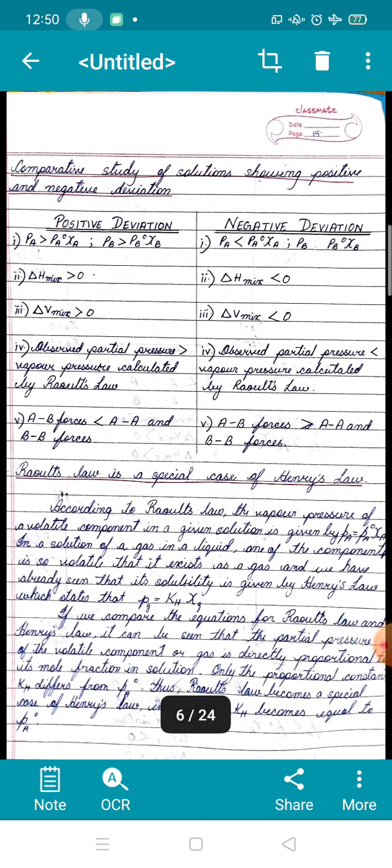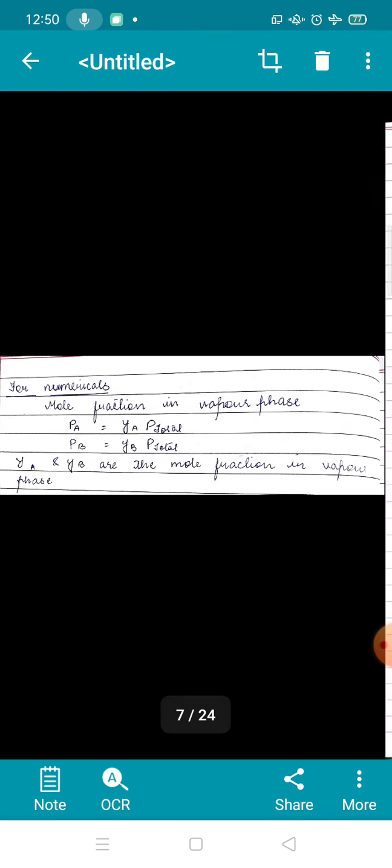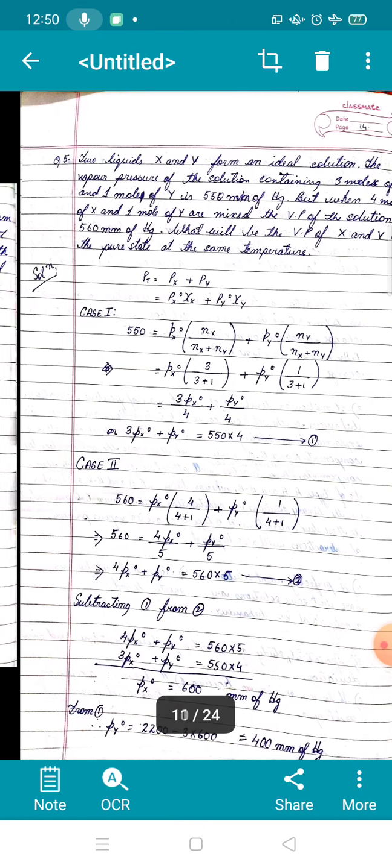Under positive deviation they form solutions called minimum boiling azeotrope, and under negative deviation they form maximum boiling azeotrope. We'll try to understand what azeotropes are in the next topic itself. And to increase the points here, you can bring some examples. Refer to the textbook, you will find some examples of solutions showing positive and negative deviations. So let us come to the azeotropes now.